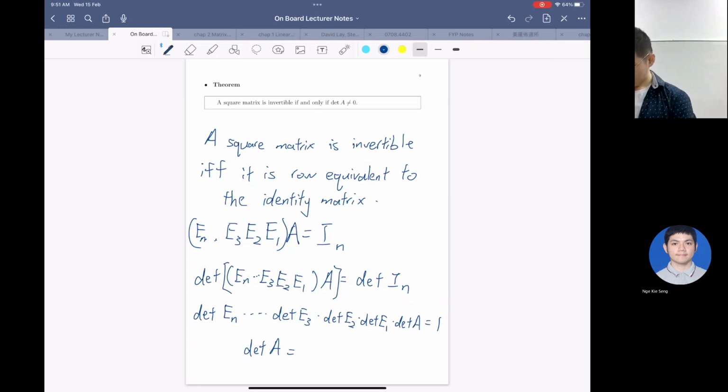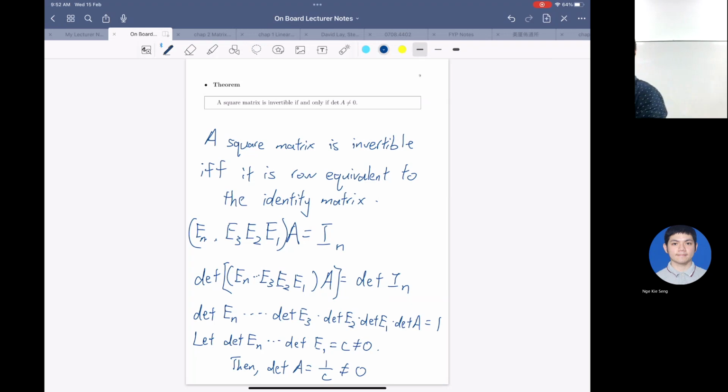Okay, so let the product of E_n up to E_1 be C, where C is non-zero. Then the determinant of A is 1 over C, which is also non-zero. Okay, so the determinant of A is non-zero. So from here, we can see that we can check whether A is invertible or not by computing the determinant first.